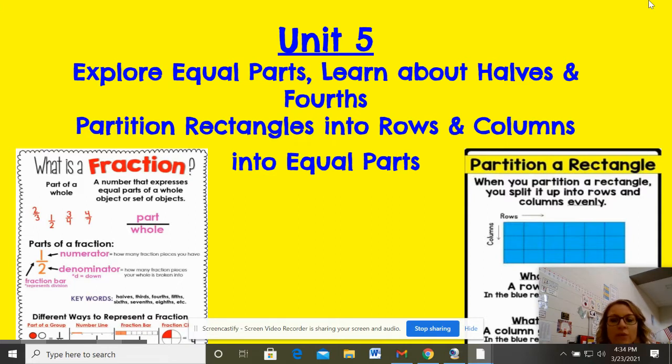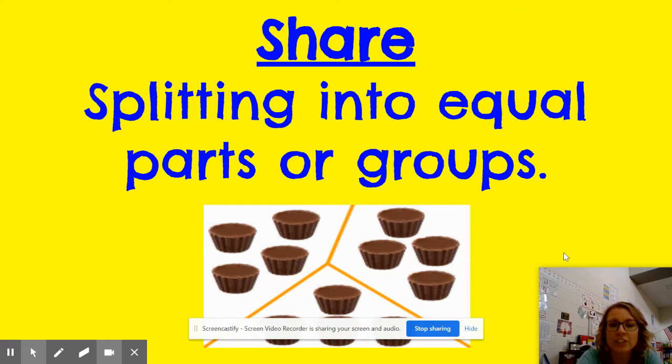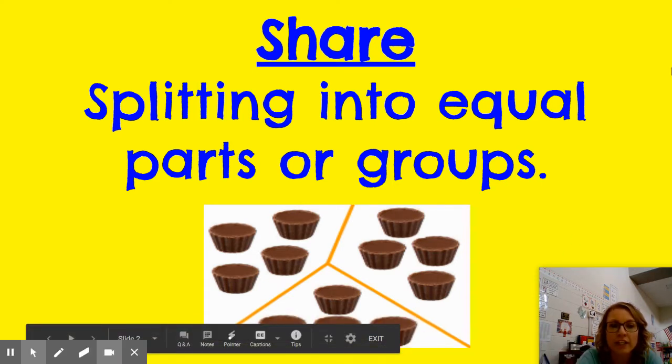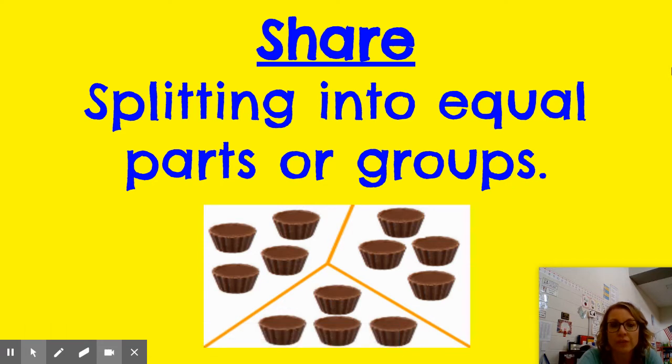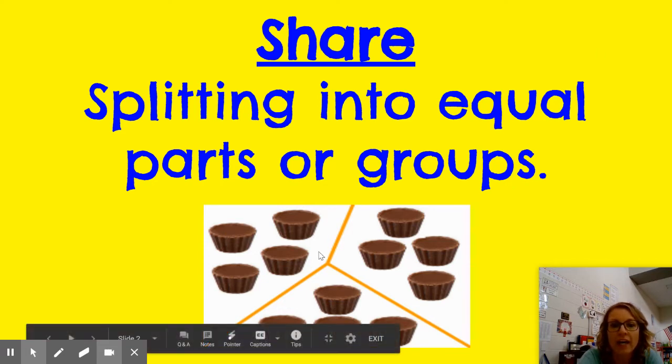Okay, so the first thing we're going to do today is go over some vocabulary words. Our first word is share. Share, when we split into equal parts or groups. So if we had Reese cups and we wanted to share them equally between our 3 friends, and we had 12, we would get each person 4 Reese cups, like in this picture.